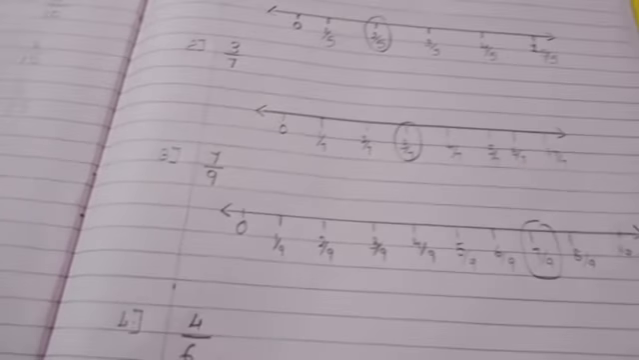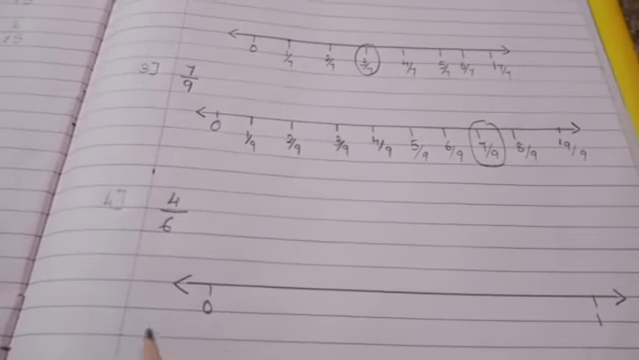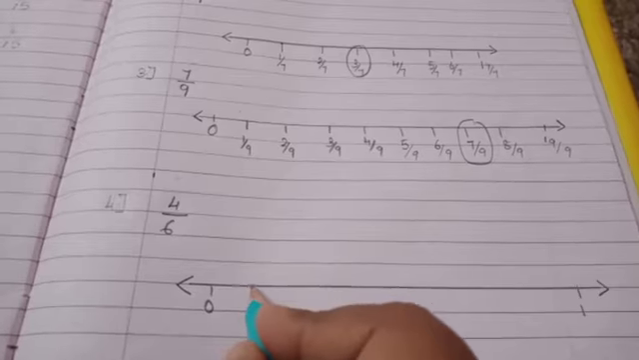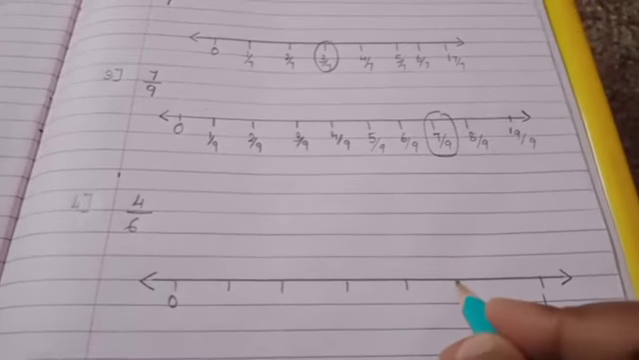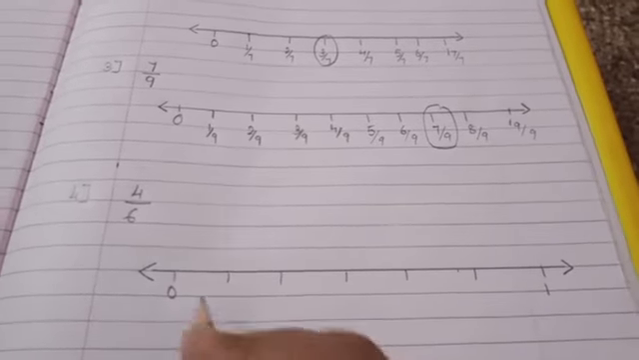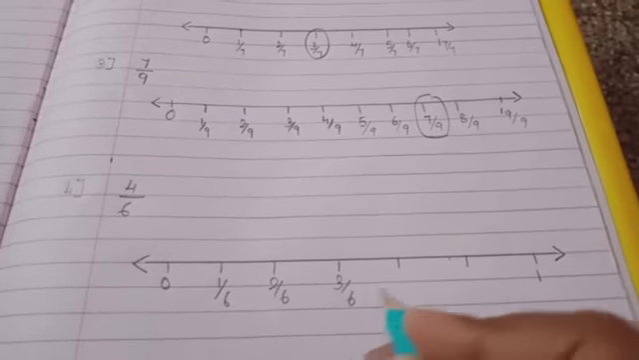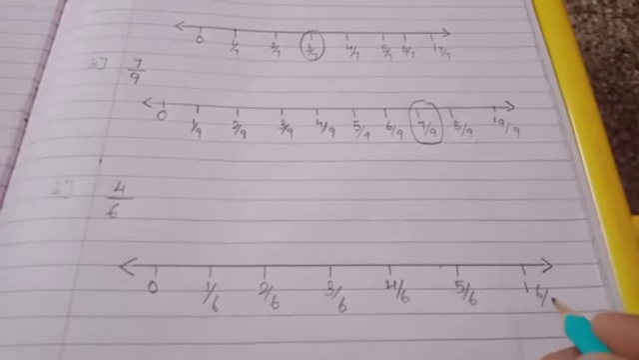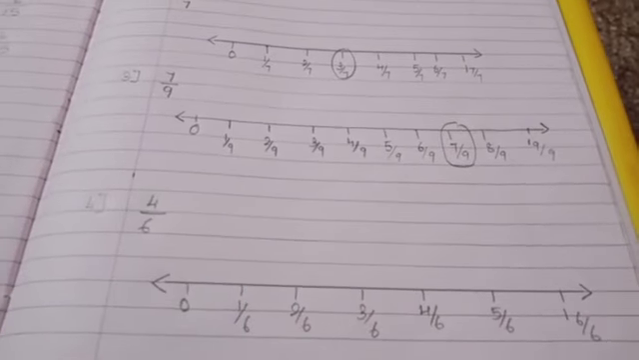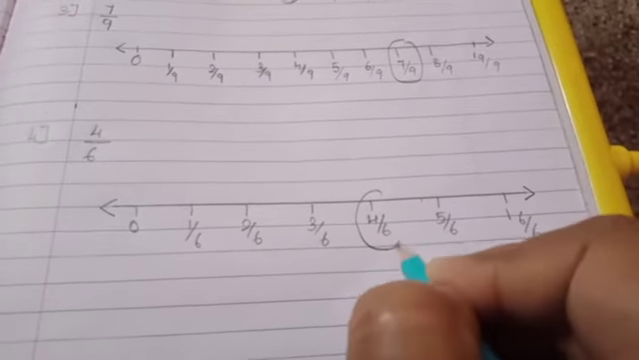Okay. Now next, 4 upon 6. Between 0 and 1, we have to make it into 6 equal parts. So 1, 2, 3, 4, 5, 6. So 1 upon 6, 2 upon 6, 3 upon 6, 4 upon 6, 5 upon 6, 6 upon 6. So 4 upon 6 is our fraction.